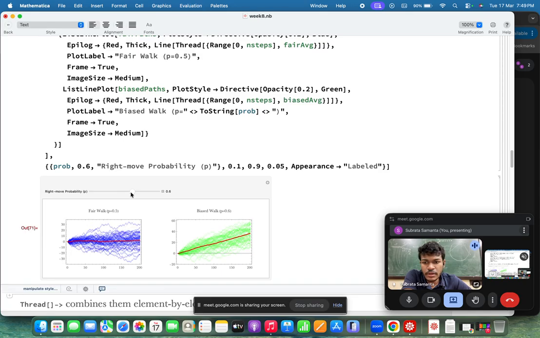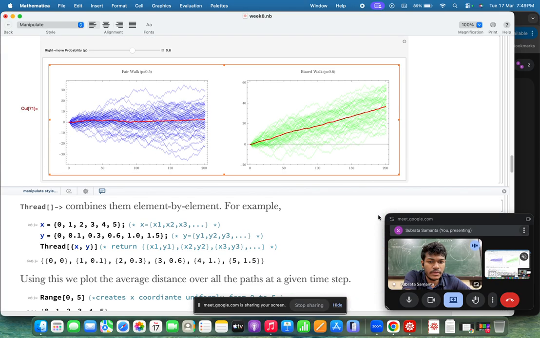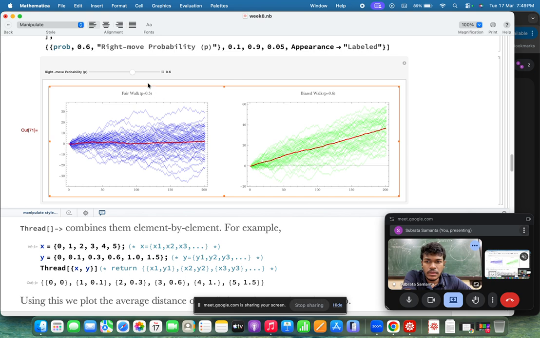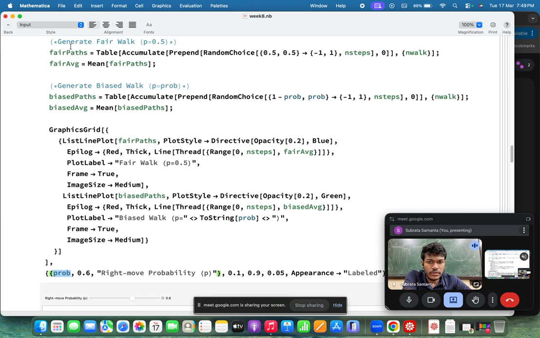So, this is for 0.6. The probability is only applicable for p equals 0.6 for the bias path. For the fair path it is 0.5, because that is the half probability. This probability is only applicable for the bias path, because you see I use this variable for the bias path.